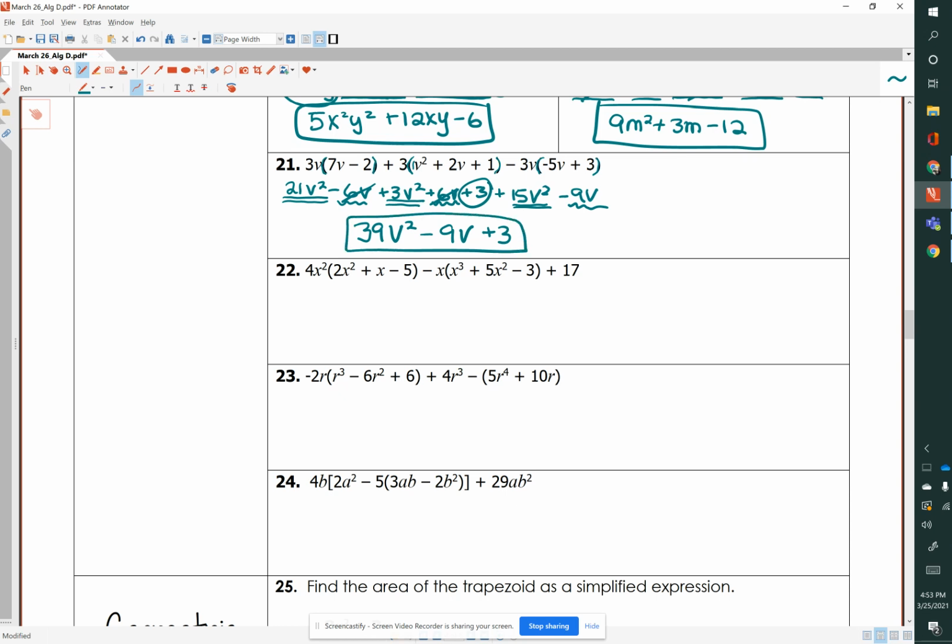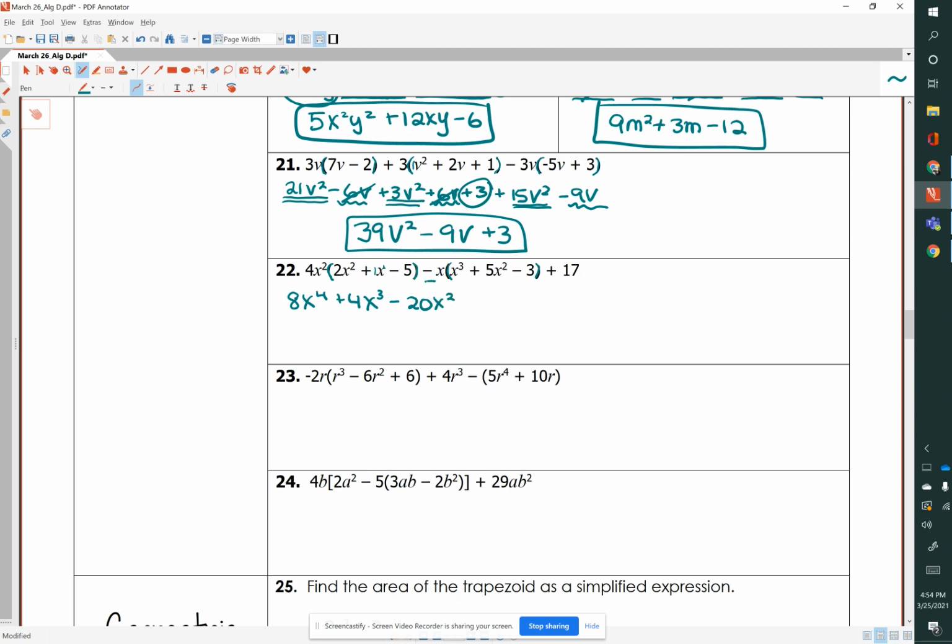Okay, so number 22, 4x squared times the quantity 2x squared plus x minus 5 minus x times the quantity x to the third plus 5x squared minus 3, and then plus 17. So let's start with the left. 4x squared times 2x squared is 8x to the fourth. 4x squared times x is 4x to the third. We have an invisible exponent of 1. 4x squared times negative 5 is negative 20x squared.